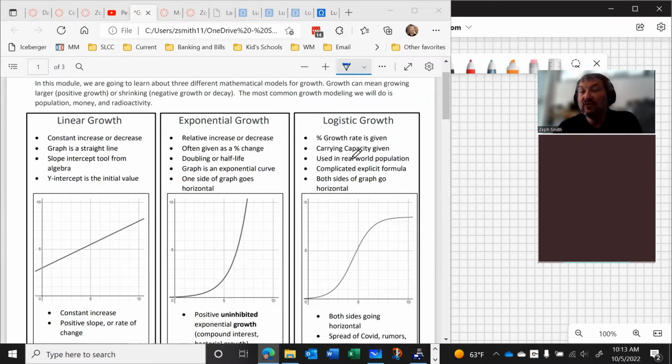So it is used in real-world populations primarily. There's other ways I've seen it used in how much oil is in oil reserves, etc. Okay, there is a complicated explicit formula. I'll talk about that in a bit. One of the hallmarks is both sides of the graph are going horizontal. So we're starting from very small growth, small population, and it increases exponentially, but then it starts to slow down the growth until it ends up going horizontal on the right when it's essentially approaching what's called the carrying capacity.